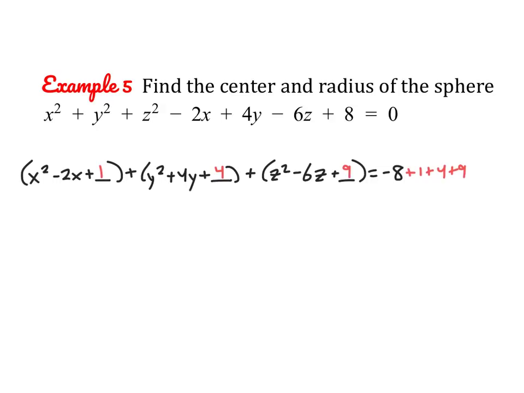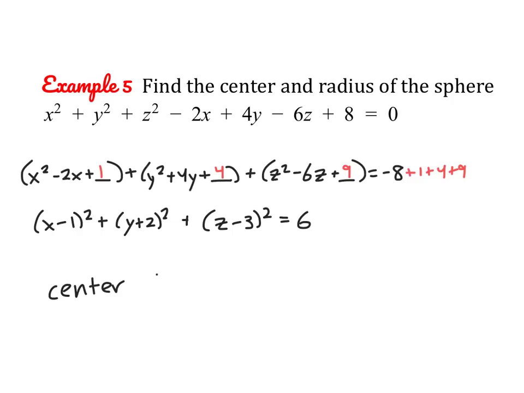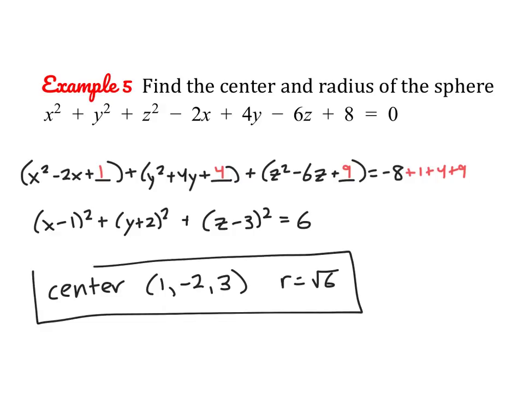And now we are ready to factor on the left. So we have (x - 1)² + (y + 2)² + (z - 3)², and it should equal 6. So we can see that our center is at (1, -2, 3), and our radius is the square root of 6. So there you have it.